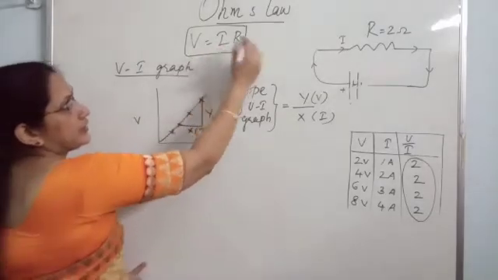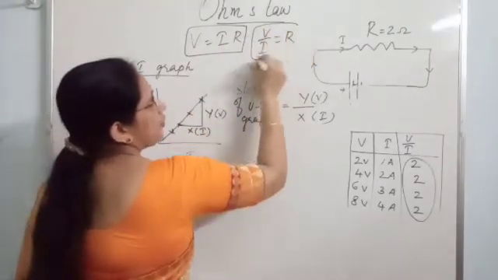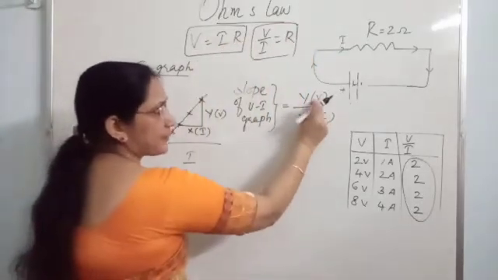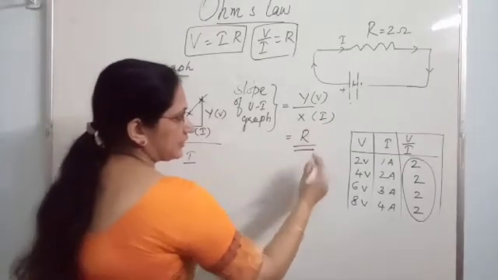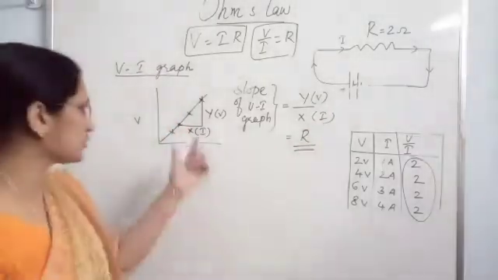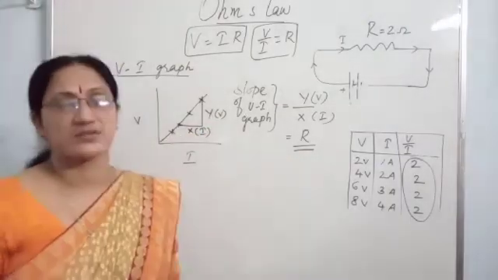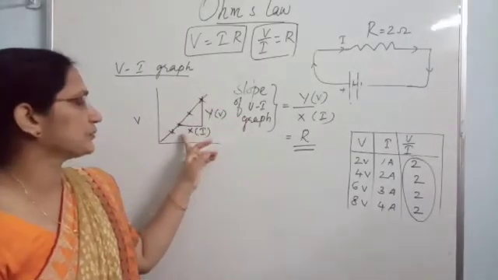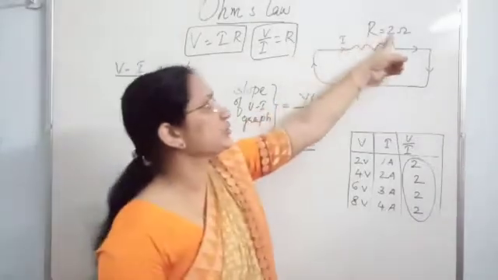V by I, it is equal to R. According to Ohm's law, V upon I is equal to R. So here slope is V by I. That means V by I is R. So this is the conclusion. From the slope of a graph also you can find out resistance of the conductor. Mathematically, if you find out V by I, you will get the reading as 2 only.